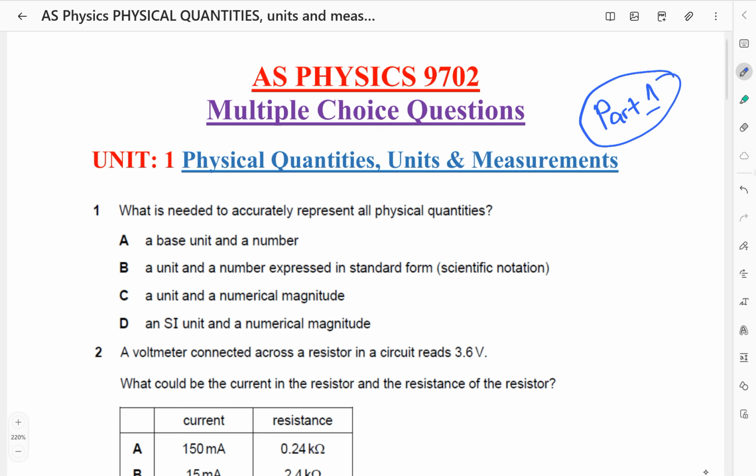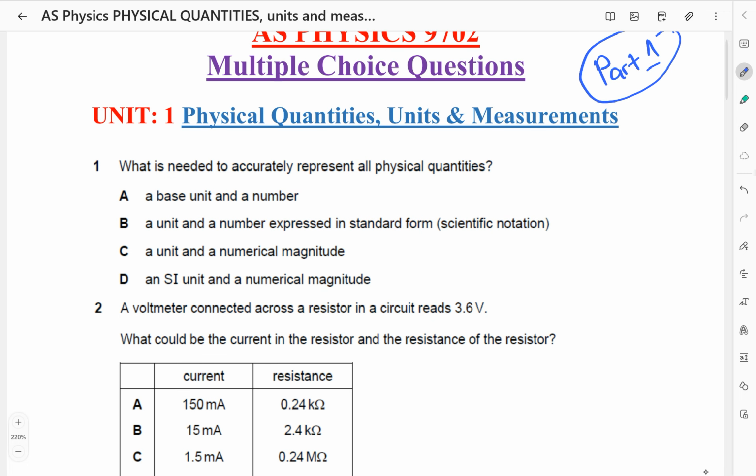Remember, the unit of measurements is now taught under practical skills, so you may not have it as an independent unit, but we may find some questions about measurements or measurement techniques in this video. So without wasting time, let's start with the first question.